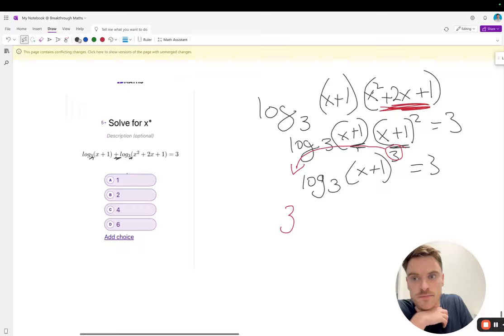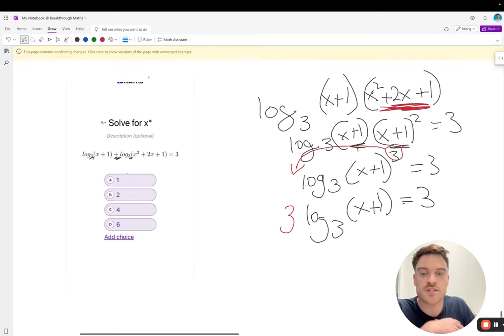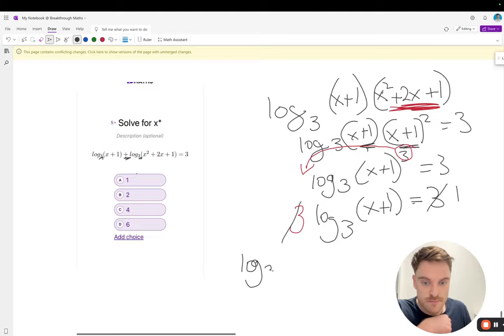Because then you bring it in front, and it ends up being 3 log base 3 of x plus 1 is equal to 3. And you're thinking, oh, now we can just knock off the 3, because there's 3 on either side. It just gives me 1, right? Divide by 3 on both sides. So now you're left with log base 3 of x plus 1 is equal to 1.